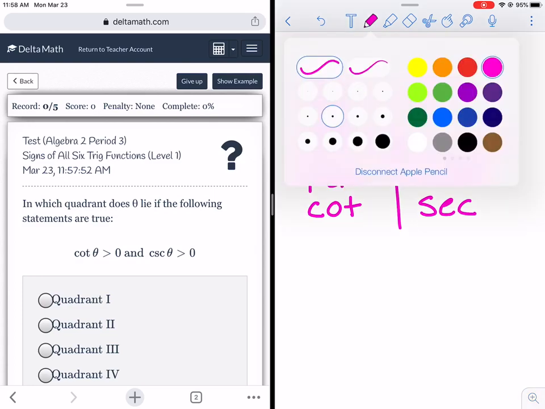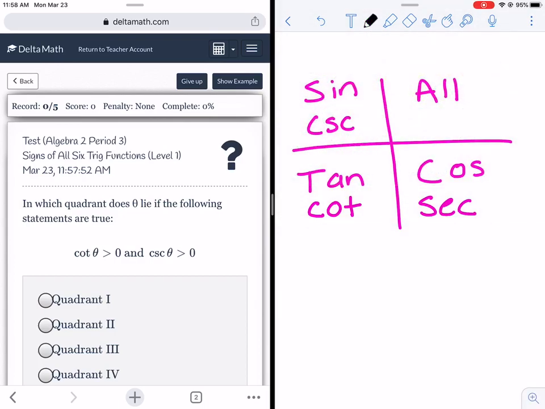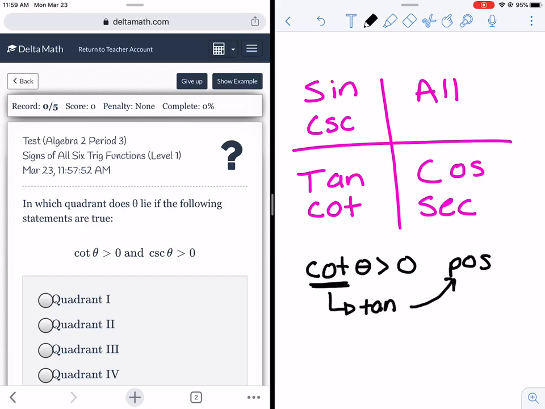So what we have to do for these questions is see what information they're giving me and then try to match and figure out what quadrant it would lie in then. So they're telling me that cotangent of theta is greater than 0, which means that it's positive. So think of the function that goes with cotangent. Cotangent goes with tangent. So they're telling me tangent is positive.